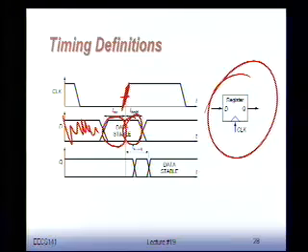Now we'll come back to that later, but it's important that you remember that a logic gate is quite simple: rise time, fall time, and the propagation delay. That's all you have to remember. Flip-flops have a little bit more: C to Q, D to Q, hold time, and setup time.